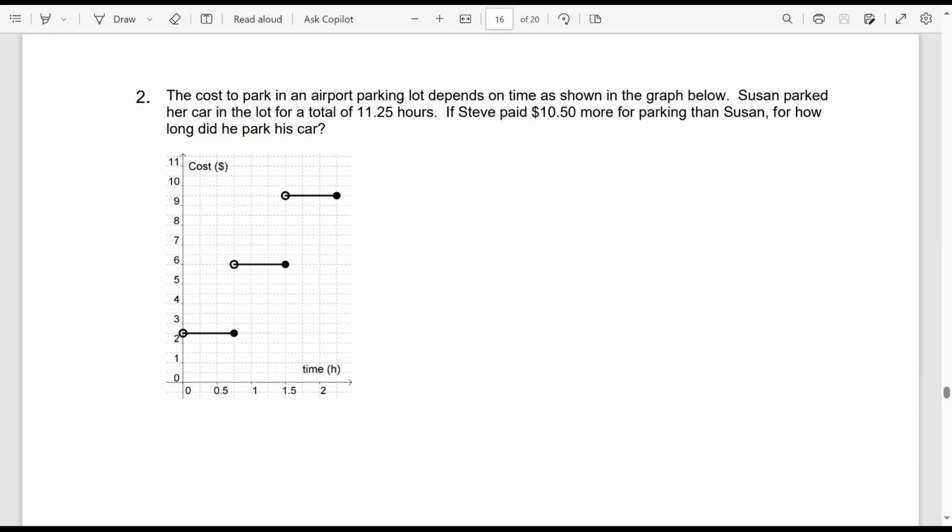So with any functions question, and this is greatest integer function, the one thing to evaluate is these guys here. What is the x-axis labeled as? What is the y-axis labeled as? You'll see that when Susan parked her car for a total of 11.25 hours, that's going to be an x value because that's time. And then they mentioned Steve paying $10.50, so that's basically just a y. Just labeling that is going to be helpful for you to identify what it is we're working with and what we have to solve.